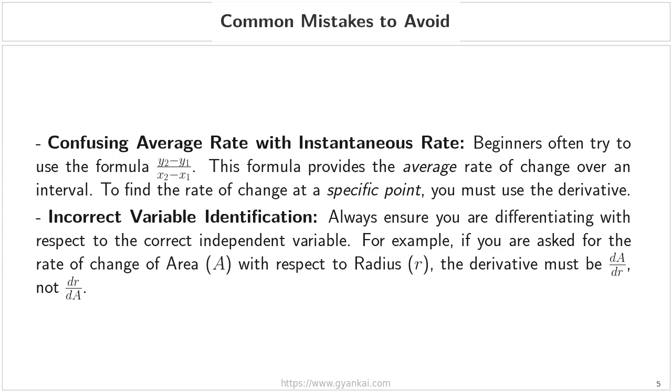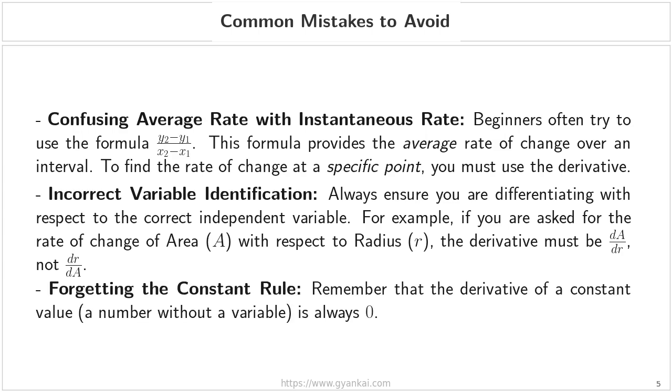For instance, if a problem asks for the rate of change of area, A, with respect to the radius, r, your derivative must be written as dA by dr. Writing it as dr by dA would be mathematically incorrect, as it would imply you are measuring how the radius changes relative to the area.